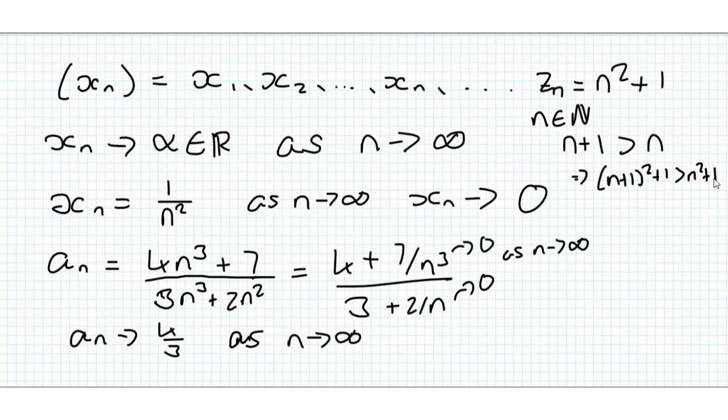And so as we go to infinity, these terms just keep getting larger and larger and larger. So as n tends to infinity, zn tends to infinity, but that infinity is obviously not a real number, so we can't say zn converges to infinity. That doesn't make sense. So we'd say zn, sorry, the sequence zn diverges to infinity.